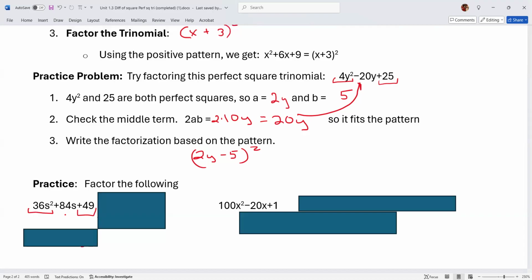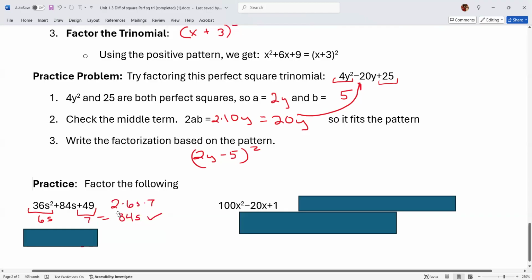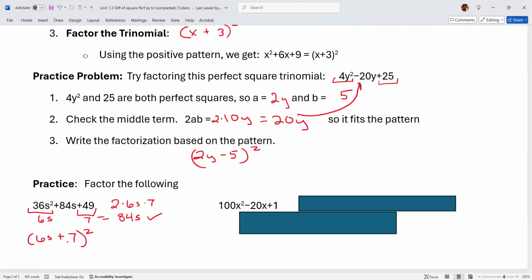Well, the square root of 36s squared is 6s. Square root of 49 is 7. If I multiply these two and then multiply by 2, well, 7 times 6 is 42 times s is 42s. 42 times 2 is 84. That is the middle term. So this passes the test for a perfect square trinomial. So what do I do? I go ahead and write that first term, the square root of it, you can see right below it. Here is the 7, and this gets a plus sign because there's a plus sign right there, quantity squared.